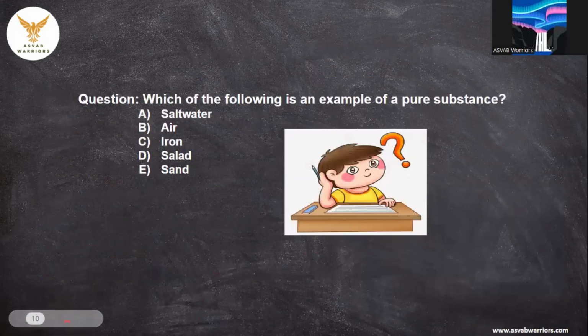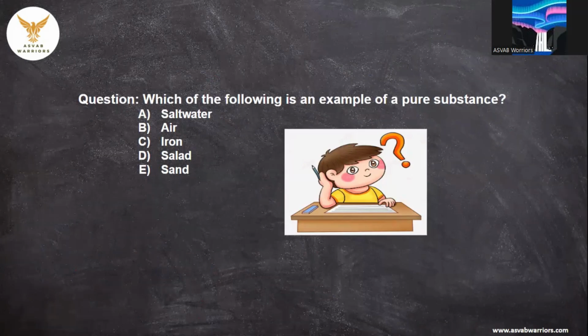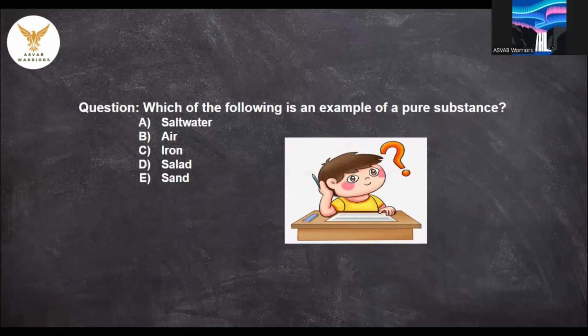Okay, ready for the question? If you already know the answer, you can type in the chat box. Which of the following is an example of pure substances? Salt water, air, iron, salad and sand.